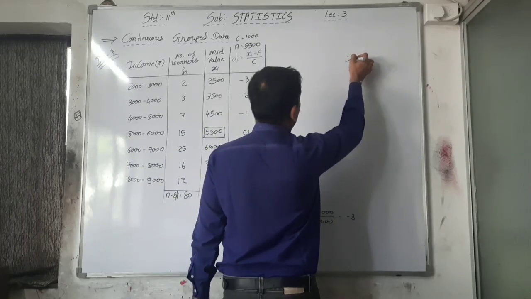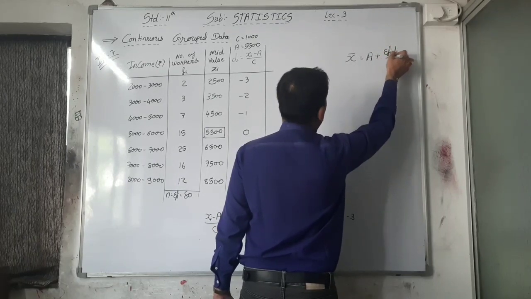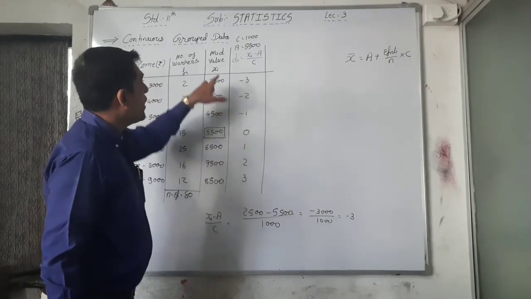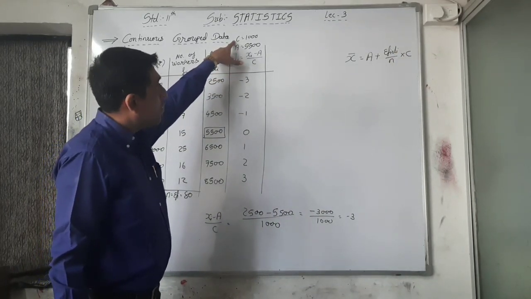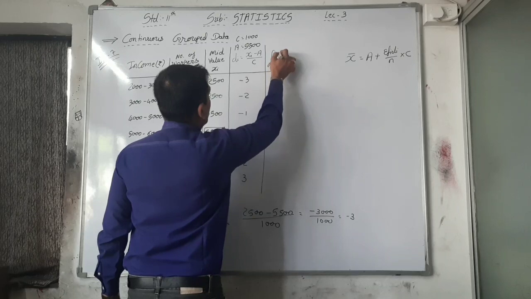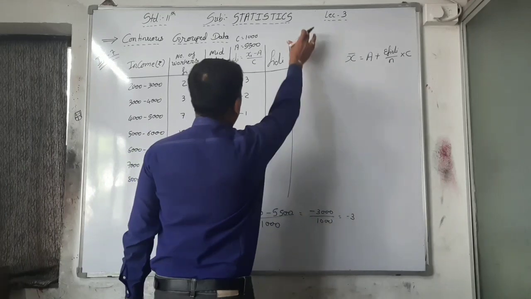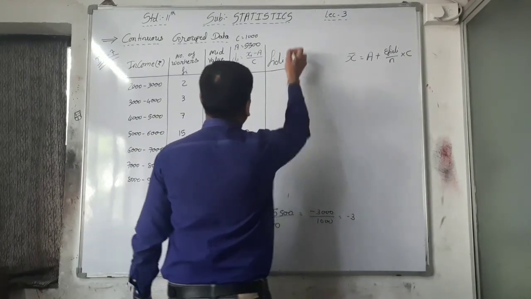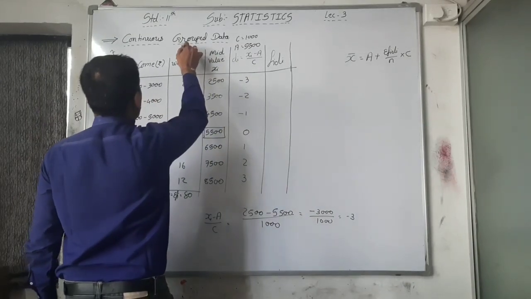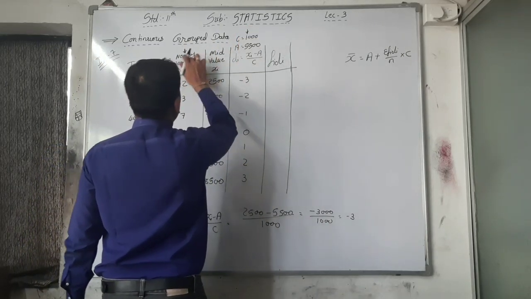See, first of all I am writing here the formula. X bar is equal to A plus sigma Fi di upon n into C, right? So for that we have A, yes, we have C, yes, but we don't have Fi di. So first of all we have to multiply this Fi di. What is the Fi into di? See here, this is your Fi and this one is your di. So you have to multiply these two.